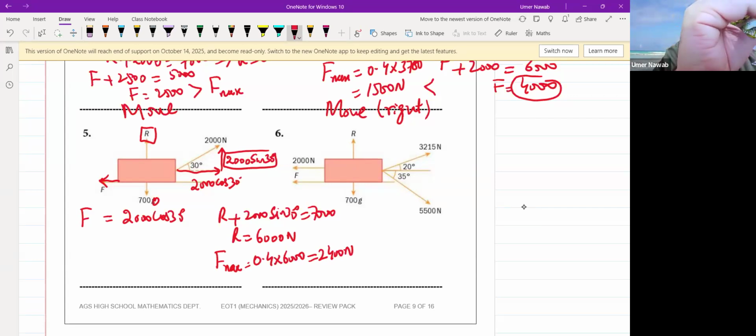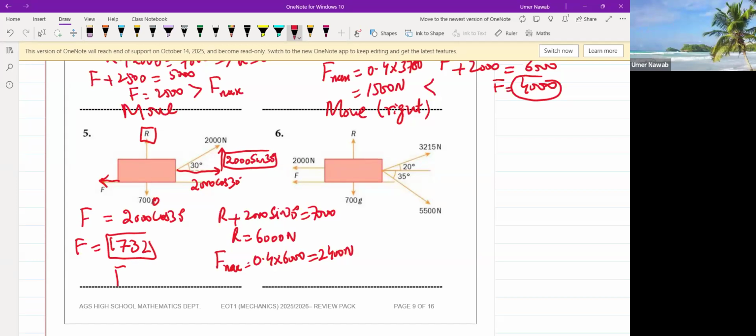Now, let me try to calculate my F. So F comes to me equals to, let me use my calculator. After calculator usage, it gives us 1732. Now F is smaller than the maximum F max, the maximum friction or the limiting friction. This is the case when the particle will not move.